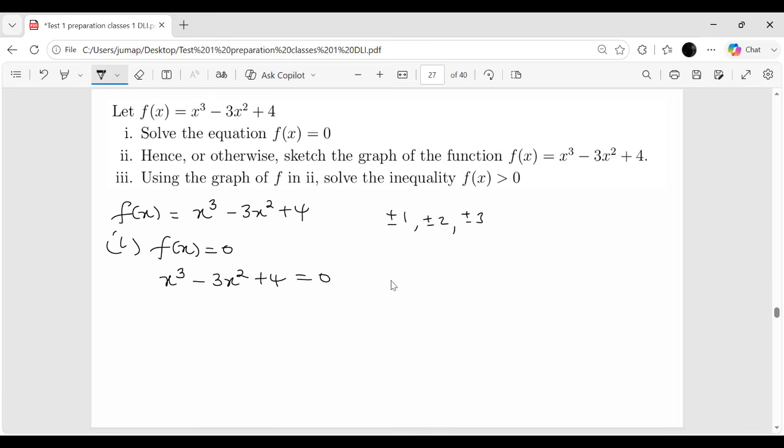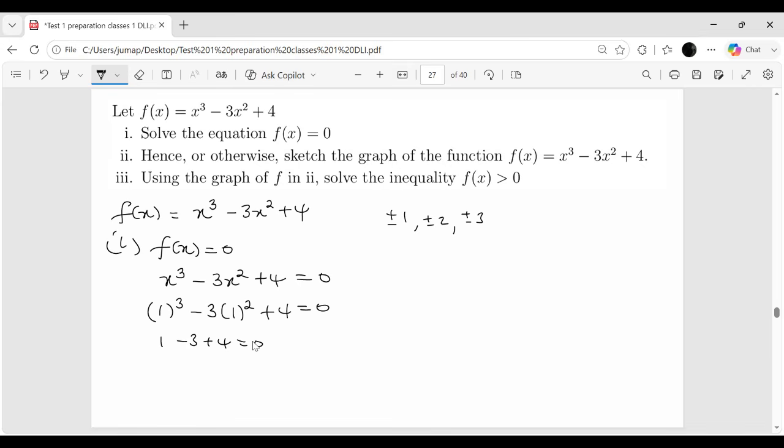So if I'm looking for a factor, when I replace that number there, I must get a 0. So when I test positive 1, I replace x with 1: 1 to the power 3 minus 3 times 1 squared plus 4 equals 0. So this will be 1 to the power 3, which is 1. Then this is going to be minus 3. And then this will be plus 4. It does not equal 0, meaning that this one is not a factor, because this is going to give us a remainder. This is going to give us negative 3.